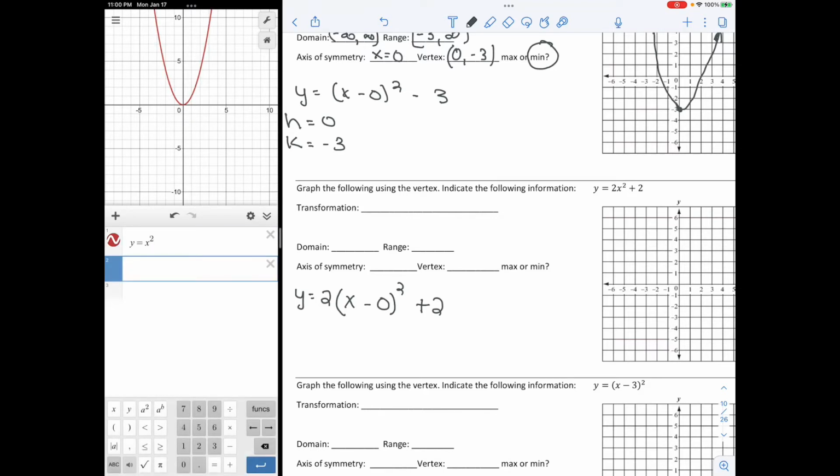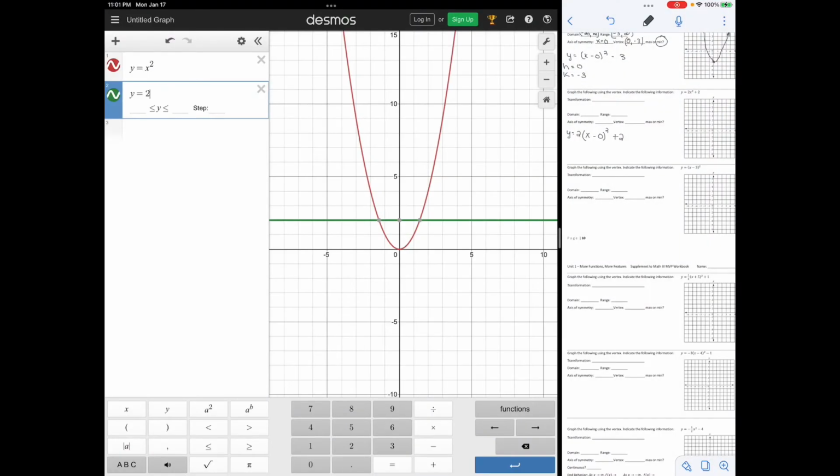And then we're going to go to y is equal to 2x squared plus 2. Okay? So let me go back for a second. Before I put the 2 in, I wanted you to know something. Notice how the green graph is actually skinnier than the red graph. Okay? So I want you to notice that.